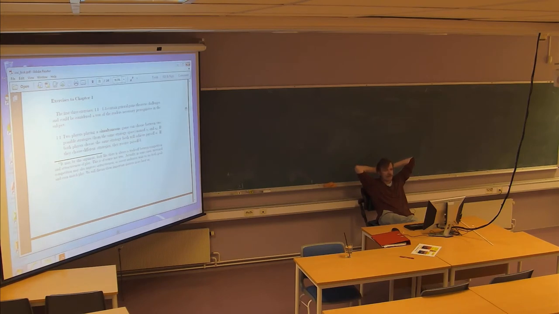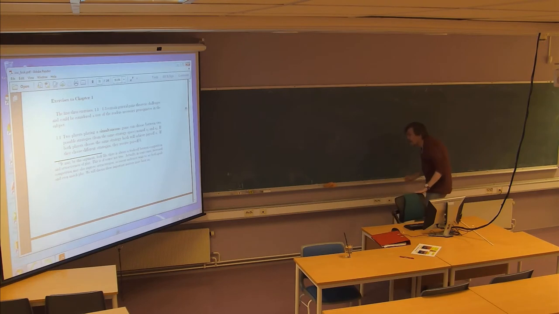So in the first exercise, there are two players playing a simultaneous game, and they can choose between two possible strategies, both from the same strategy space named S1 and S2. So here we have already defined a lot about this game, haven't we? There is a player 1, and there is a player 2. And they have two possible strategies each, and we can call them S1 and S2, and they are the same for both of the players. That's the informational content in the first part.